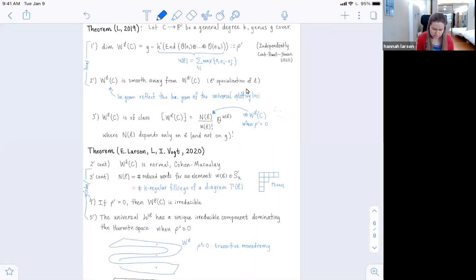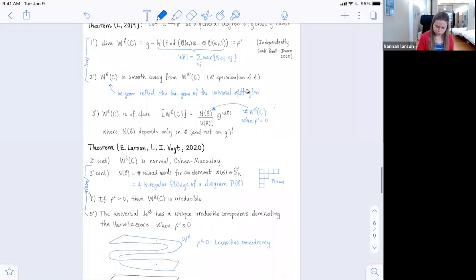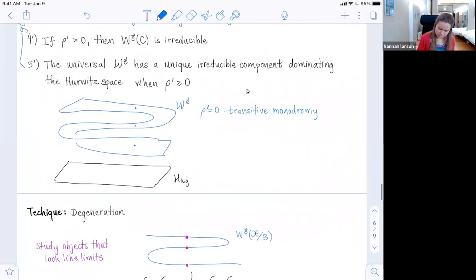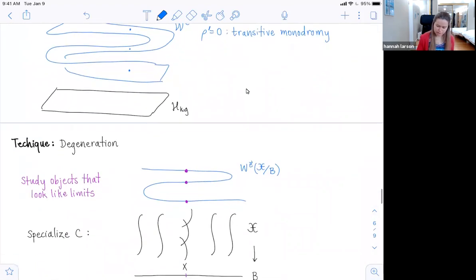And in the last few minutes of the talk, I want to tell you about the main challenge we faced in answering these global questions. So the basic approach that we took, which has been used in many similar problems in the past, is degeneration, which means we're going to try to understand this picture as we specialize our curve to some singular degenerate curve. And we'll try to understand what happens near this special curve X and use that to say something about the general fiber.